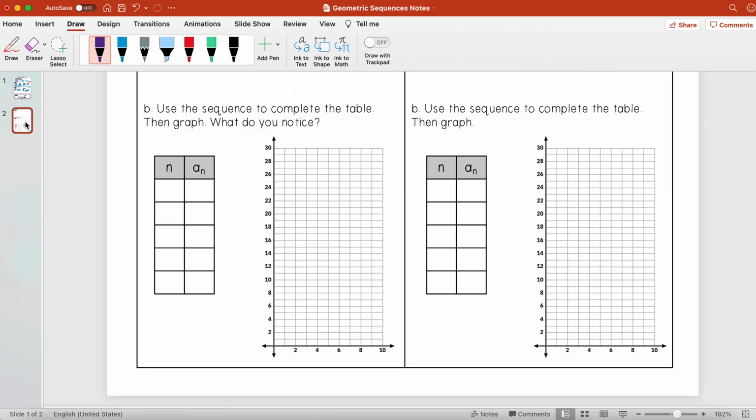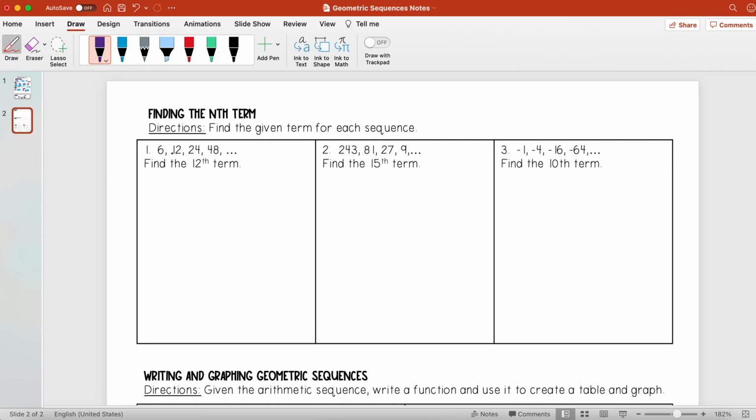So let's go through some examples of actually finding the nth term. So I have 6, 12, 24, 48, and I want to find the 12th term. Well, I know this is geometric, and I can find my common ratio by taking that second term and dividing it by the first. And 12 divided by 6, I get 2. So I have that R is equal to 2. And then I know that A_1 is just my first term, which is equal to 6. And I know my explicit formula is A_n is equal to A_1 times R to the n minus 1.